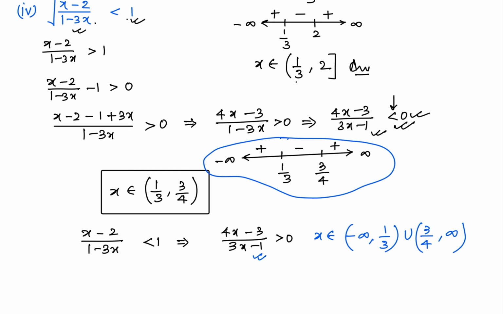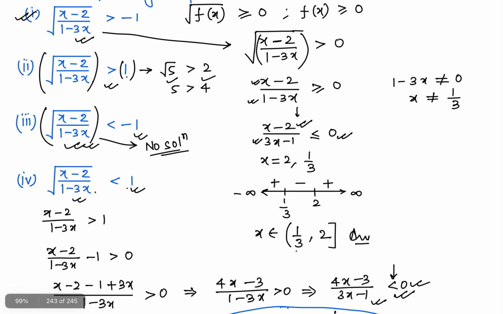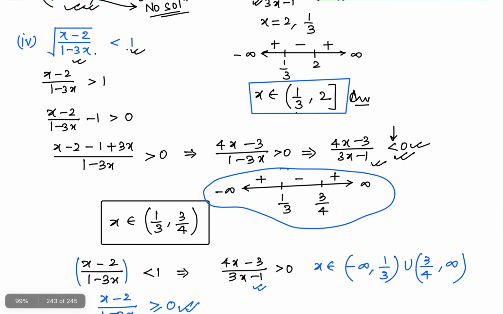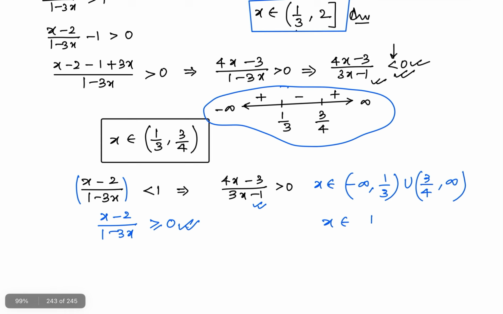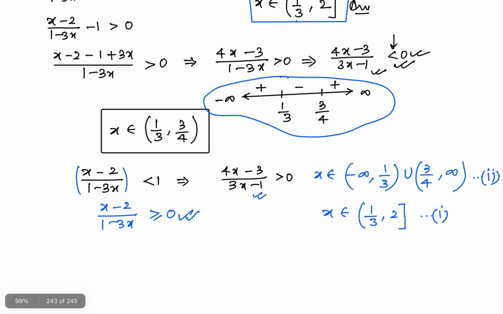This inequality is defined only when the root part is greater than or equal to 0. This is our first part. This inequality was in the first part here. So here the interval we got was x belongs to 1 by 3 to 2. So here we are getting two intervals. This is first and this is second. So this is defined only when we take the intersection of these two intervals.